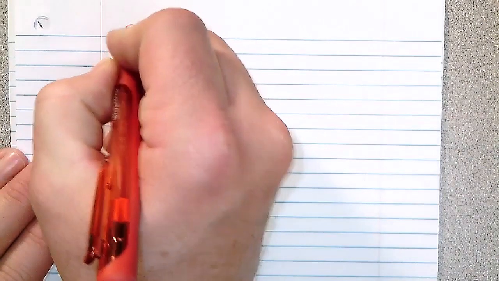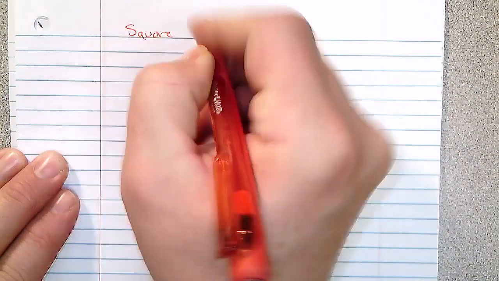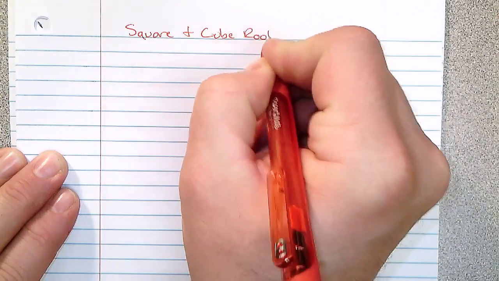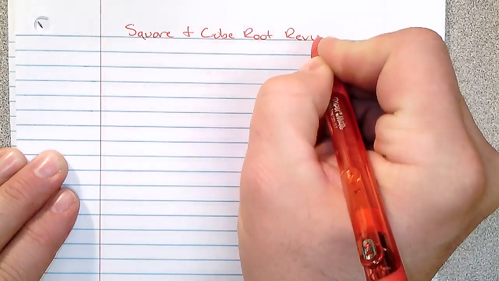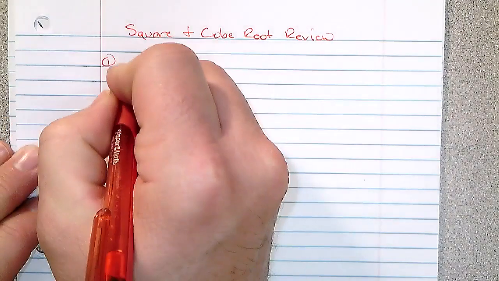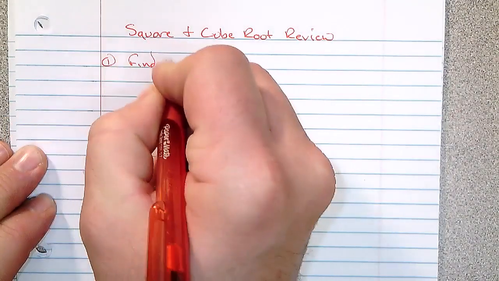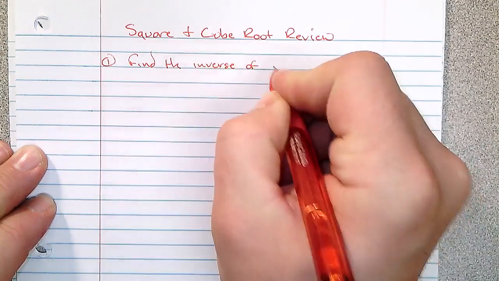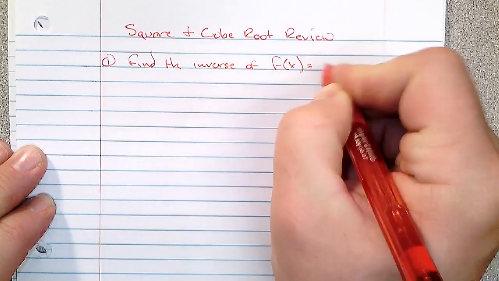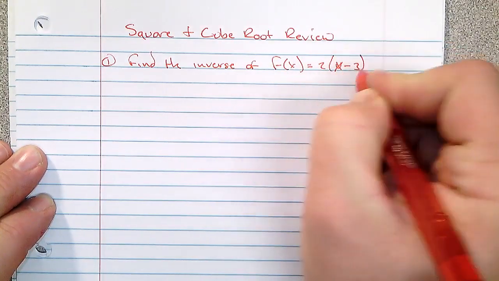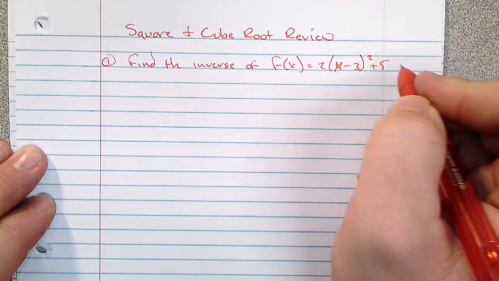All right, let's take a look at the square and cube root review. All right, so number one asks us to find the inverse of f of x equals 2 times (x minus 3) squared plus 5.